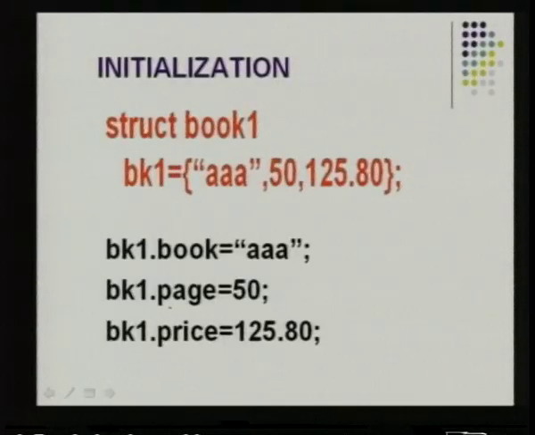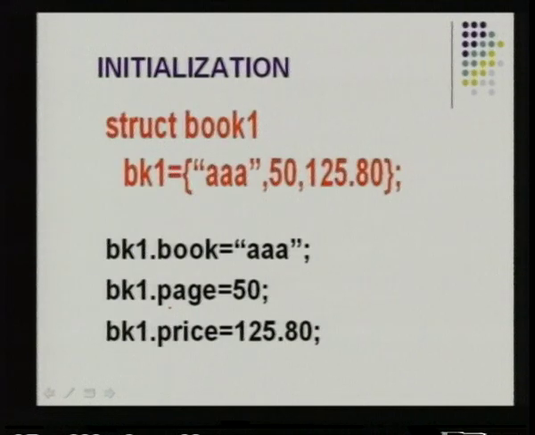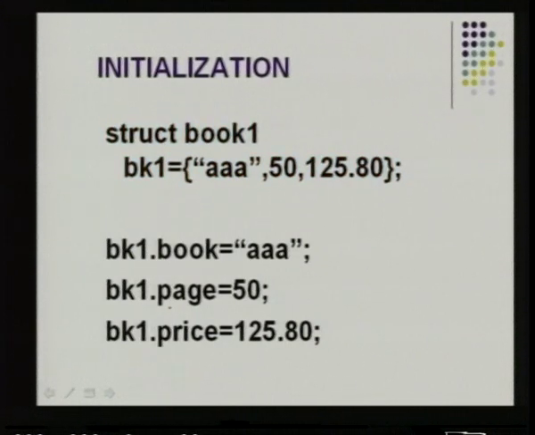So, now we come to the initialization part. Initialization is nothing but assigning initial values to the variables. Again, there are 2 ways you can do it. One is using the curly braces, you assign the values using the variable. So, struct book 1, bk1 is the variable name, is equal to, within braces, whatever members of the structure are present.